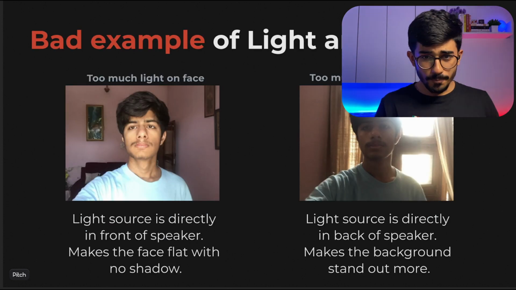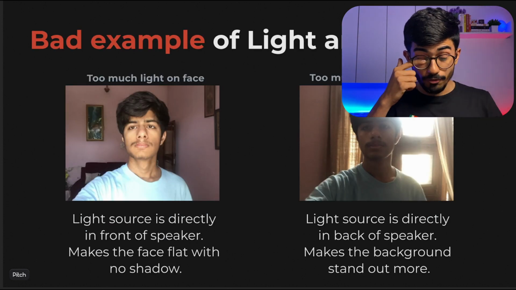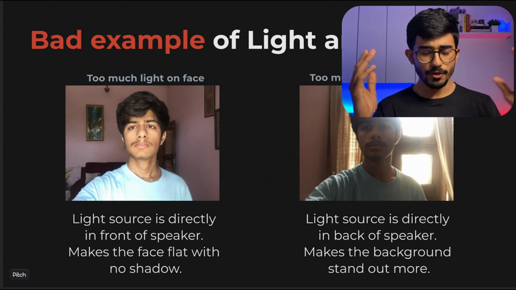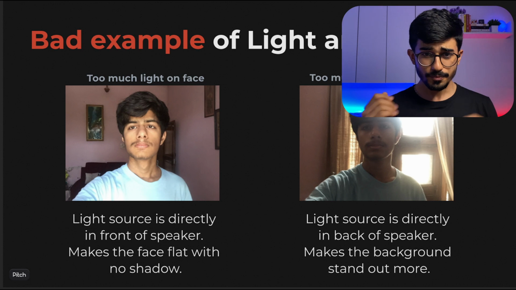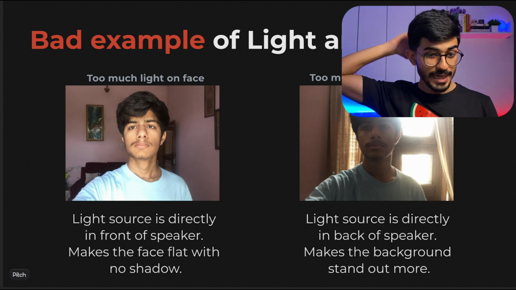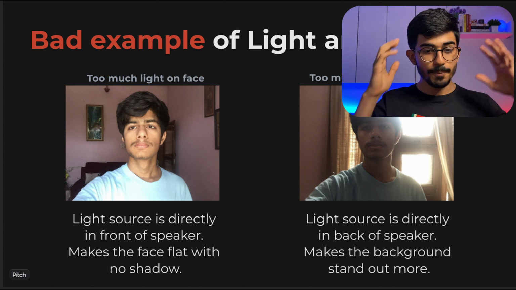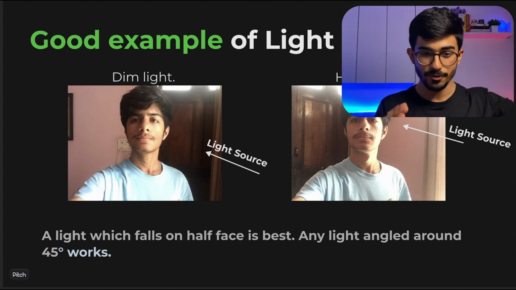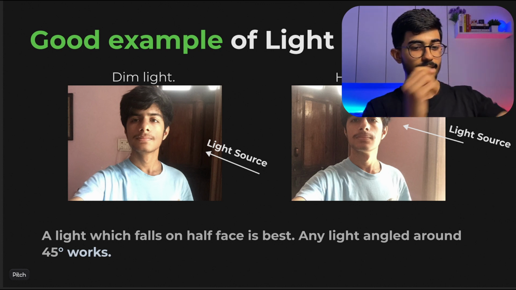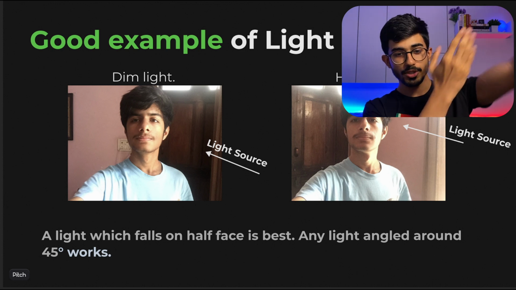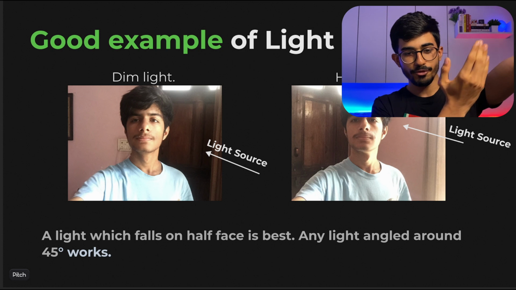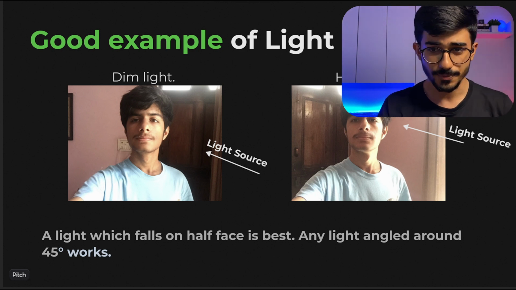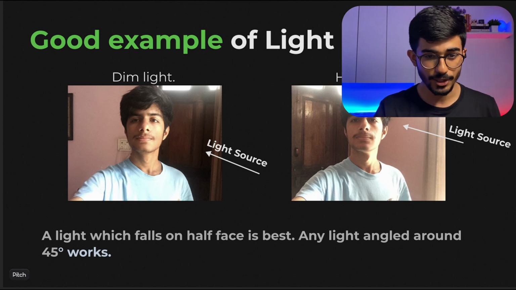Bad example of light angle. First thing, you need not have the light coming right on your face. It should not be behind your face as well. The main light should always be in front of you. Try to keep it at a 45 degree angle. Right now it's over there, so this is where the light is coming from. So 45 degree angle on top of you and coming on your face. That's the best kind of light that you can have.